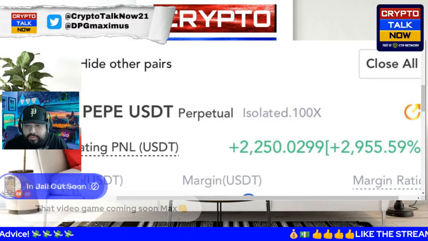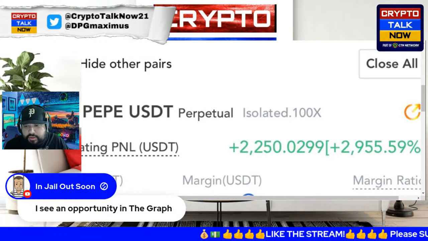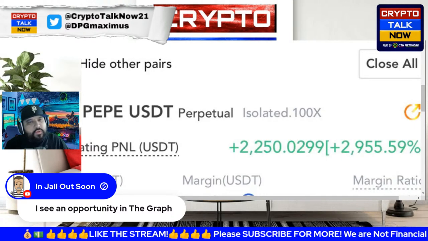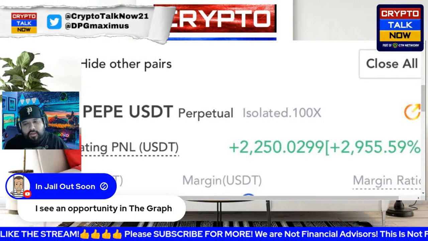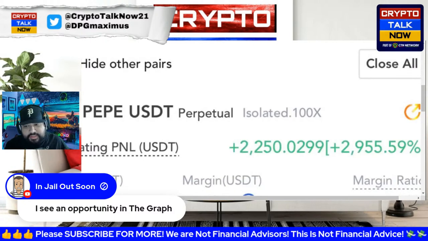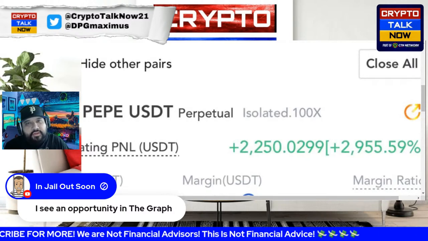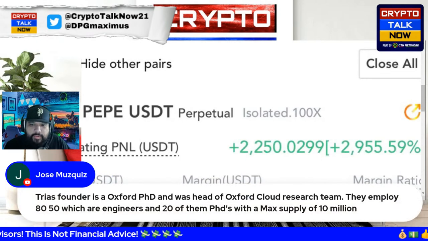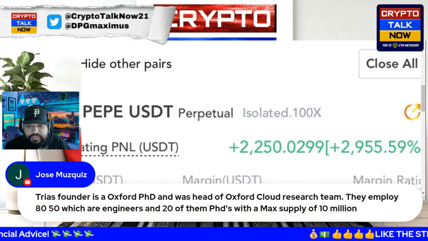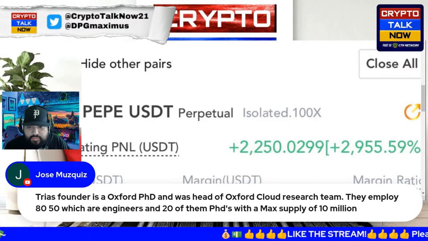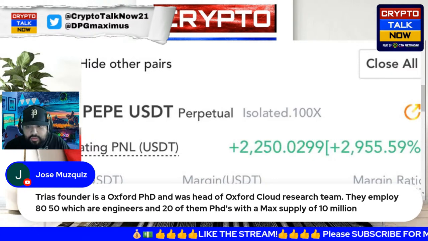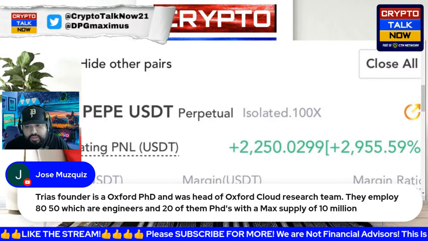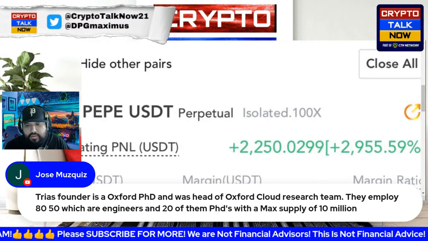All right, let's go further down. In jail, out soon. I see an opportunity in the graph. Yeah, I do too. The way I look at it is I am so glad. I have no complaints when it comes to the graph. I bought Bob on the graph for right around 6 cents, and I'm up a few hundred percent on that. I'm glad Audio bought the bottom on that too. Jose says Trias founder is an Oxford PhD and was head of the Oxford cloud research team. They employ 80, 50 of which are engineers, and 20 of them are PhDs, with a max supply of 10 million. Huh. All right.